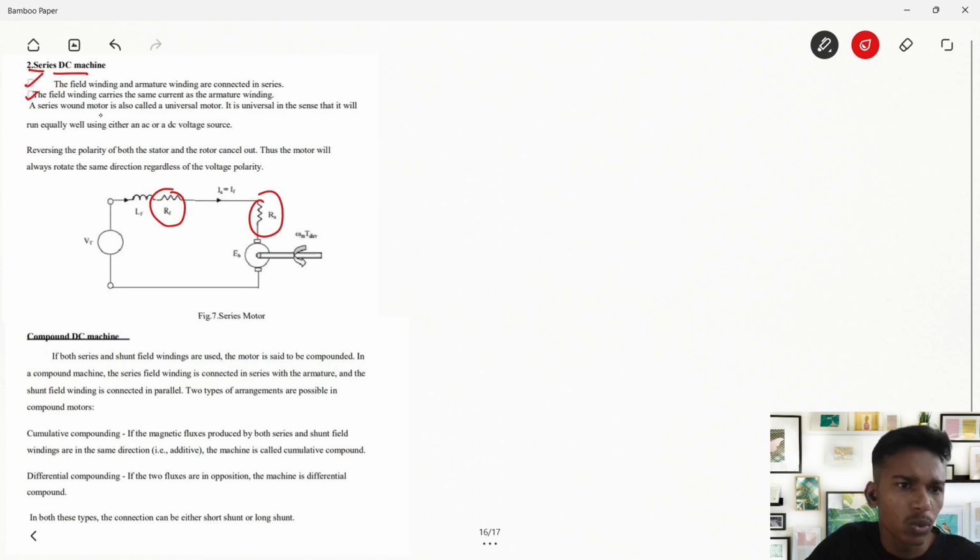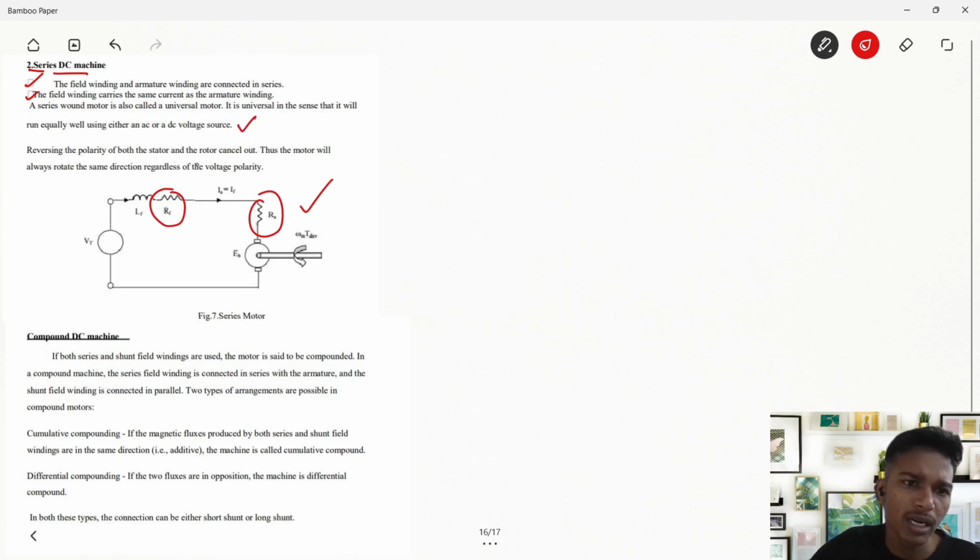A series wound motor is also called a universal motor. It is universal in the sense that it will run equally well using either an AC or DC voltage. Series DC machines are widely used nowadays because this configuration can work on both DC supply and AC supply. It is a major advantage of this configuration.